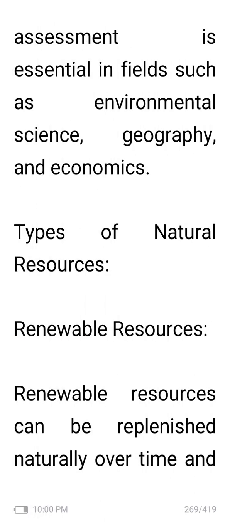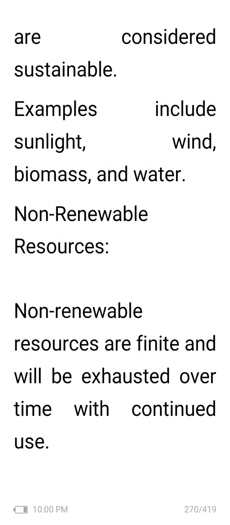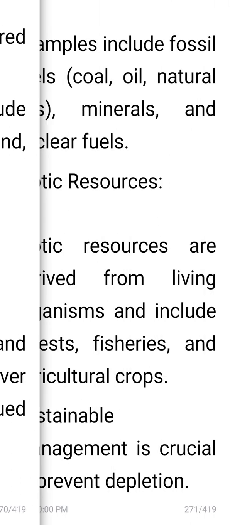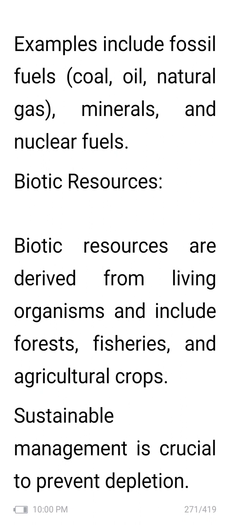So, types of natural resources. Renewable resources. Renewable resources can be replenished naturally over time and are considered sustainable. Examples include sunlight, wind, biomass, and water. Non-renewable resources. Non-renewable resources are finite and will be exhausted over time with continued use. Examples include fossil fuels, coal, oil, natural gas, minerals, and nuclear fuels.